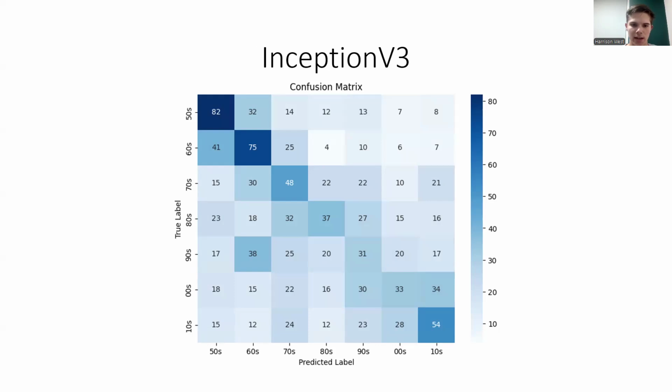And you can see that decades that are close are getting confused for each other more often. So 60s and 50s are getting confused pretty often. And if you look at that diagonal from the top left to the bottom right, you can see that generally the weights are higher close to that diagonal. Not always true, but you can see that too.